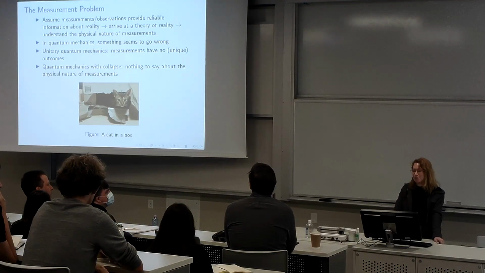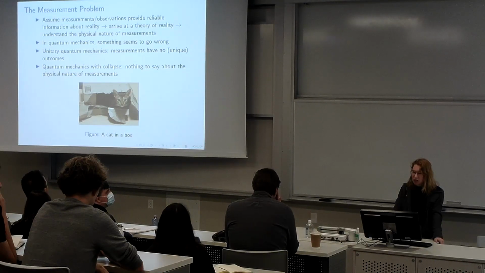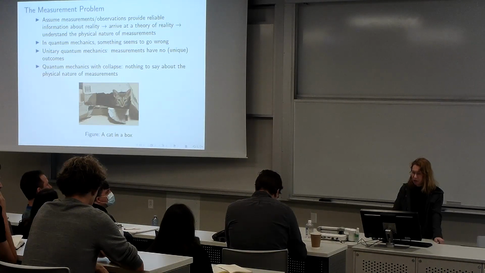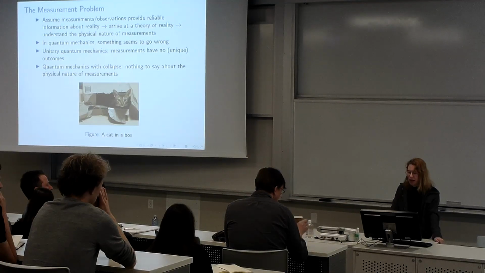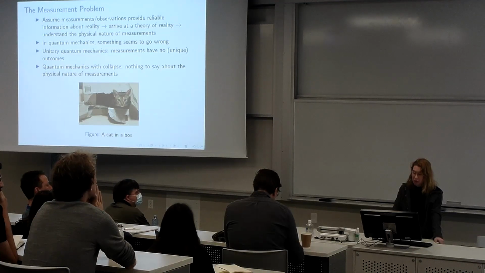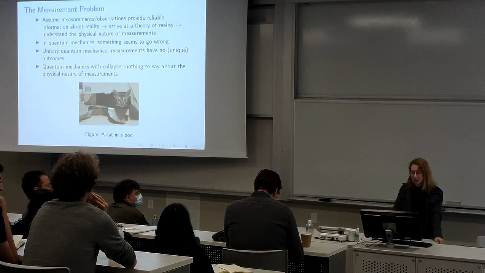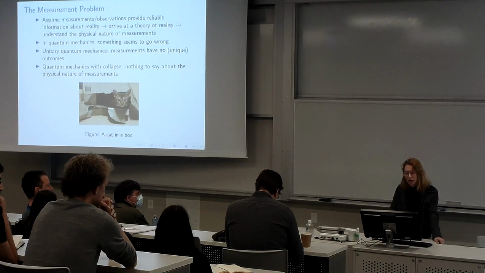Well, everybody who writes about the measurement problem seems to have a slightly different idea of what exactly the problem is. Often it's described in somewhat ontological terms, but I prefer to think of it in a more epistemic way. The thought is that when we do science, we start off by assuming that our measurements or observations are giving us reliable information about reality, and we thereby arrive at a theory of reality, and that theory is going to tell us something about the physical nature of our measurements. The hope or expectation is that what the theory tells us is that the measurements are indeed reliable ways of getting information about reality, and so we justify our original starting point.